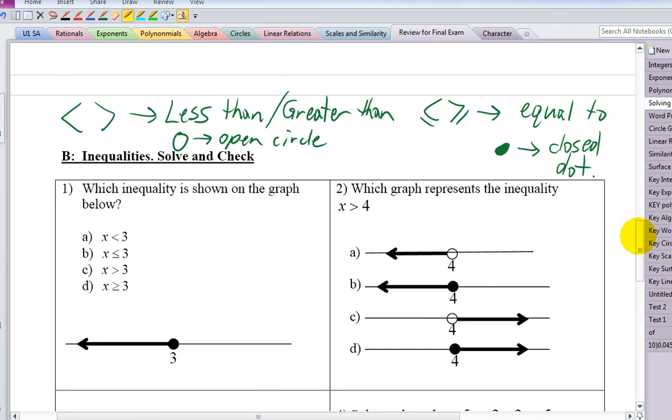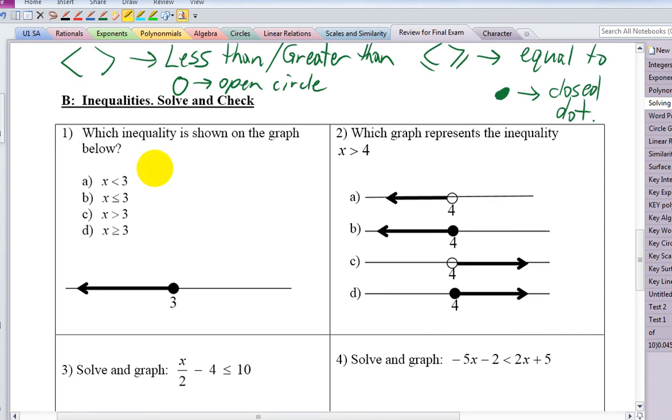Go. Okay. So which inequality is graphed for number 1? A, B, B. This is 3. These values would include 2 and 1, and those are all less than 3. So it's going to be x is less than or equal to 3, B.